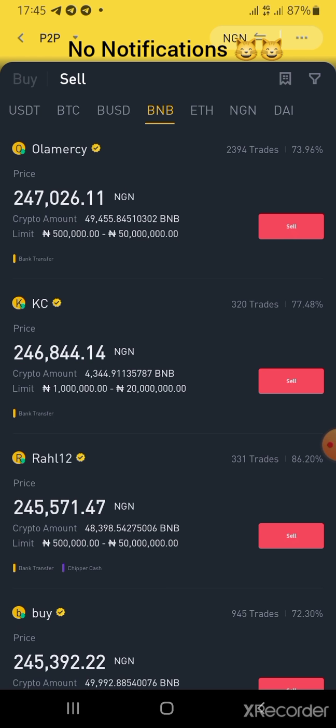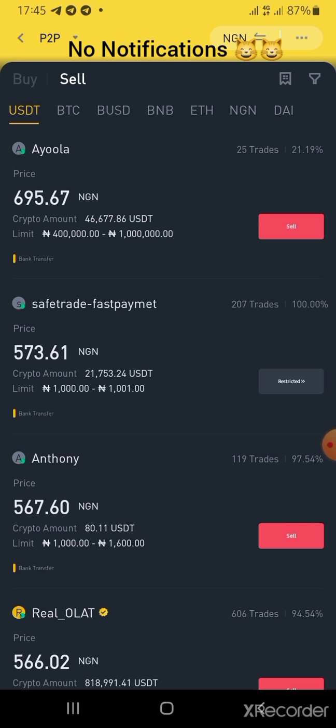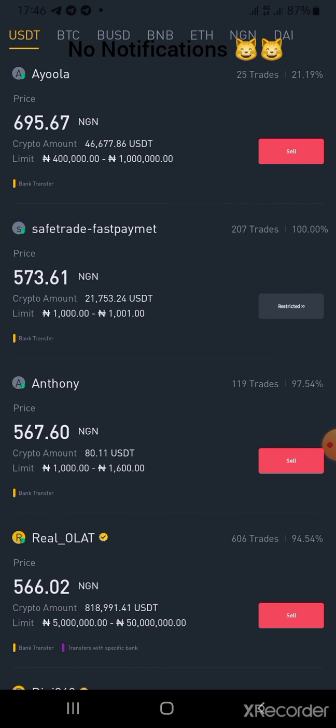So when you click on sell, we're going back to USDT to make it easy. Now Ayola is saying that he's going to buy from you at 695 naira per dollar. Remember what I said in the first part when I was talking about buying, the things to look out for. Those things also apply. The number of trades done with this person, the completion rate, the amount this person is offering to buy from you. Do you think it's a fair deal? Do you think you're making a fair deal selling at that rate?